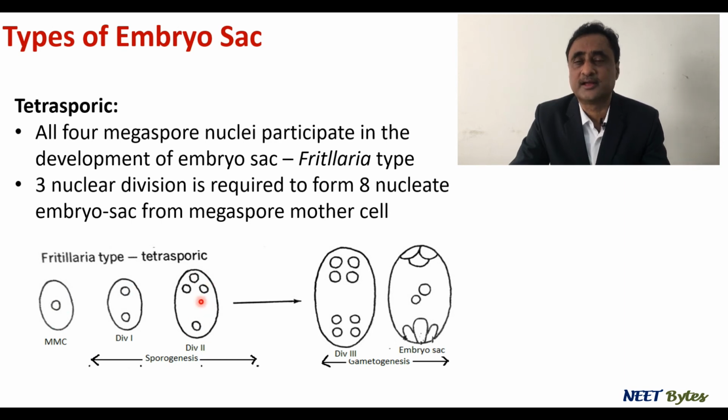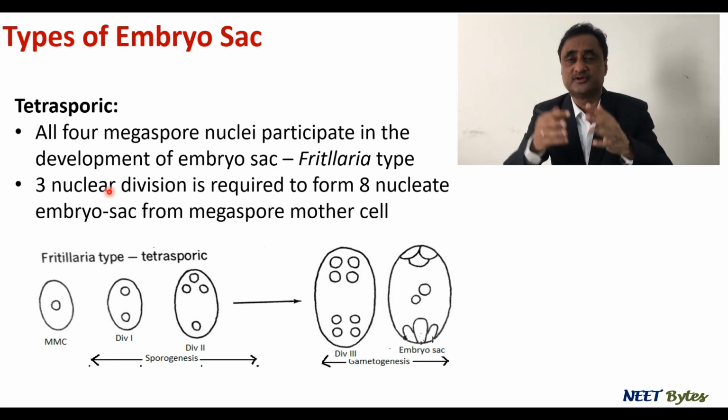All the 4 are haploid, right? Now there is no degeneration. That means all the 4 nuclei are participating in the formation of the embryo sac. So in the third division itself, it is going to form 8 nuclei. Okay. Then it will develop into the embryo sac. So what we can say is that only 3 nuclear divisions are required to form 8 nuclei, the typical embryo sac in case of tetrasporic.